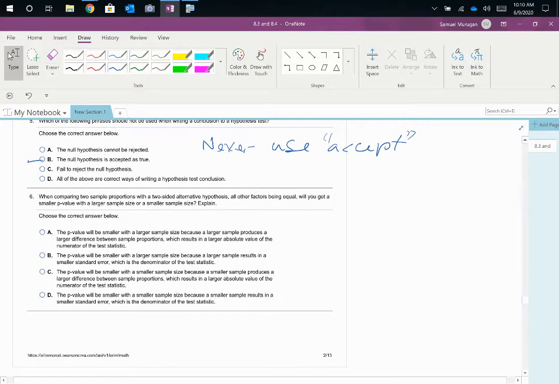Question 6. When comparing two sample proportions with two-sided alternative hypothesis tests, all factors being equal, will you get a smaller p-value with a larger sample size or a smaller sample size? So we discussed this already. The p-value will be smaller with a larger sample size. Okay, we discussed this in our notes. The p-value will be smaller with a larger sample size because a larger sample size results in smaller standard error, which is the denominator of the test statistic.